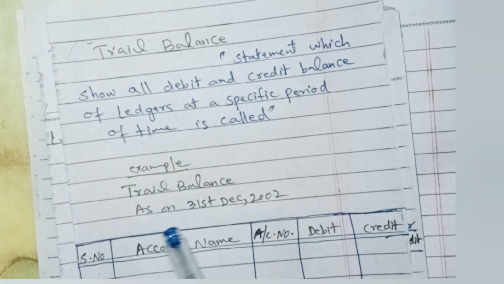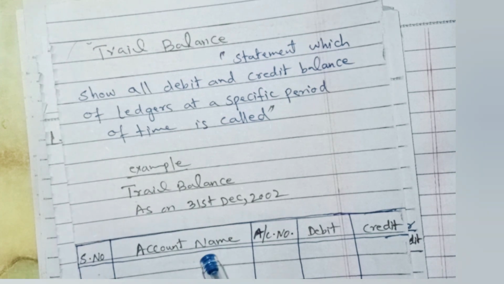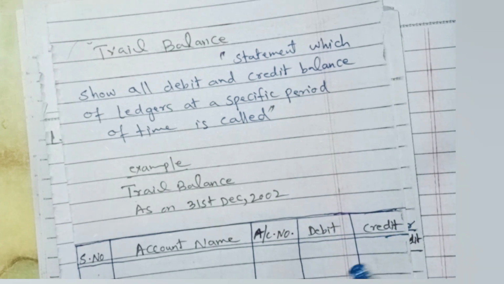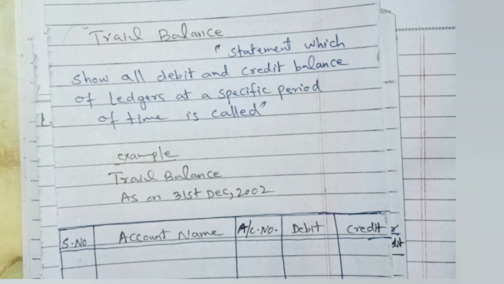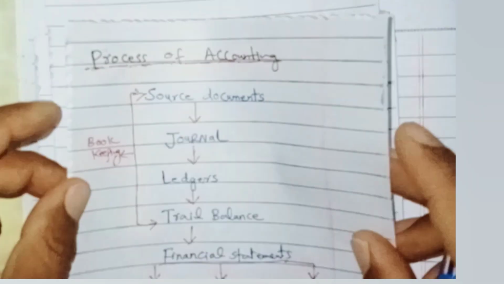Trial balance as on 31st December 2002: serial number, account name, account number, debit and credit. If the debit and credit balance of trial balance is equal, it means you have made journal entries correct and also the ledger entries correct. So your trial balance debit and credit is equal. Okay, next we understand the process of accounting.